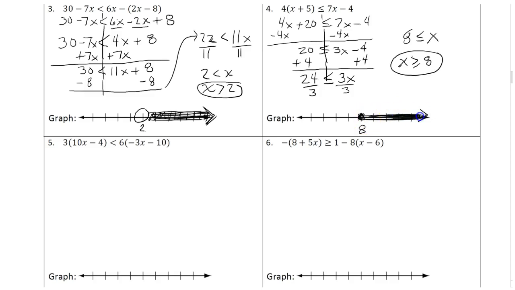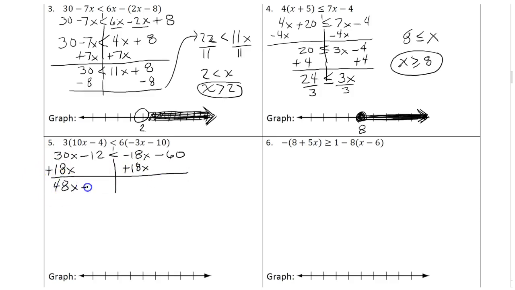In example 5, we begin with distribution. We get 30x minus 12 is less than negative 18x minus 60. Once again, we would like to have a positive coefficient for x, so we will add 18x to both sides of the inequality. We now have 48x minus 12 is less than negative 60. Now add 12 to both sides of the inequality. We now have 48x is less than negative 48.